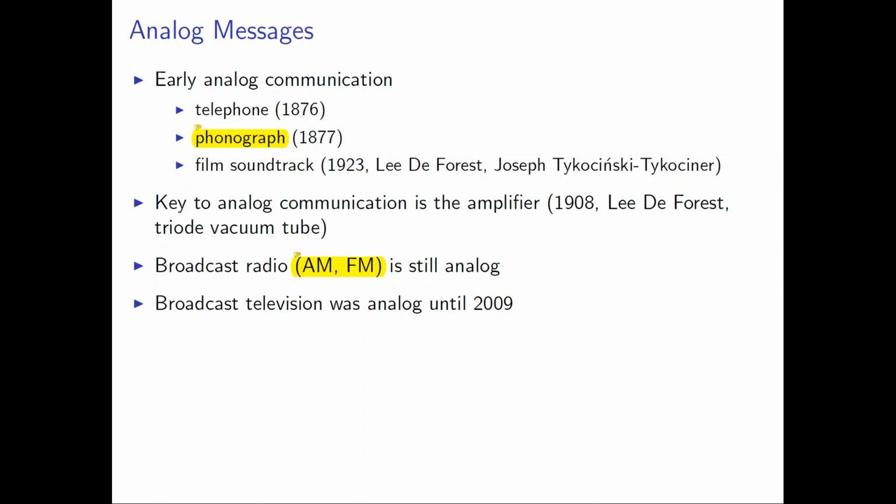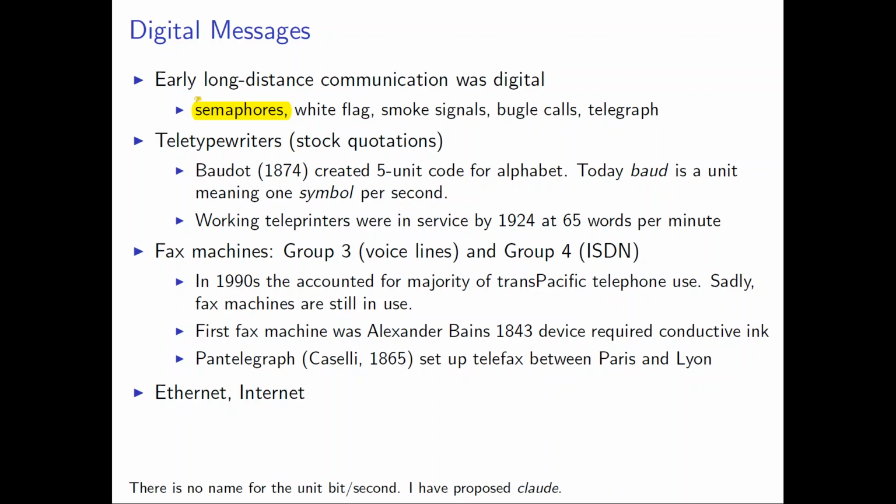For example, when you talk in a loud voice, your friend who's 1 kilometer far from you can hear you, maybe. But when you talk in a very low, weak voice, like just whispering in the ear of your friend, he can barely hear you. Broadcast television was analog also until 2009, and then it became digital TV. Early long distance communication.